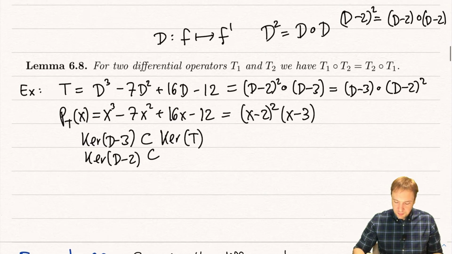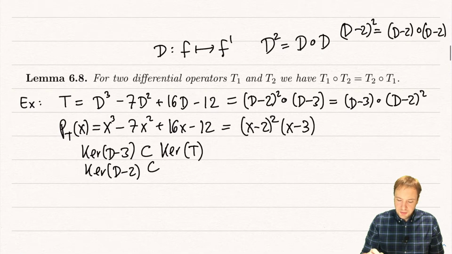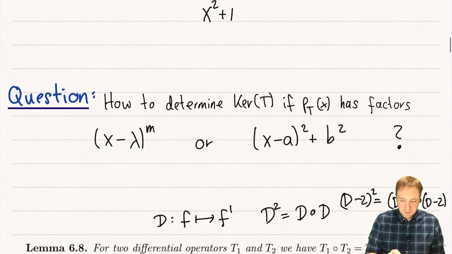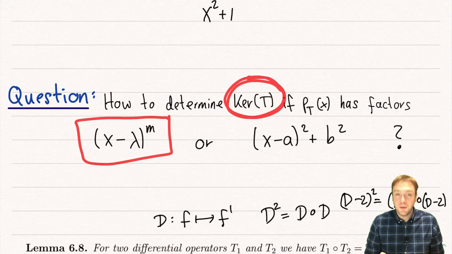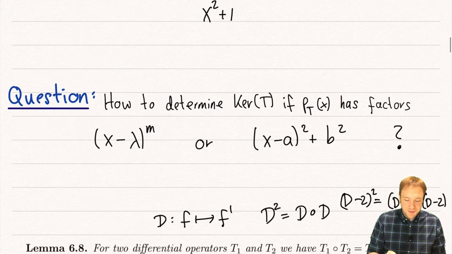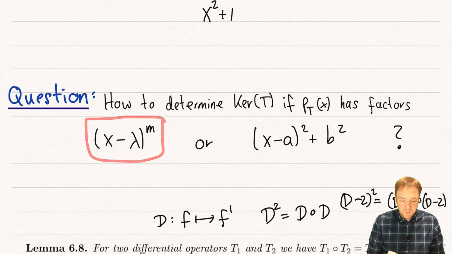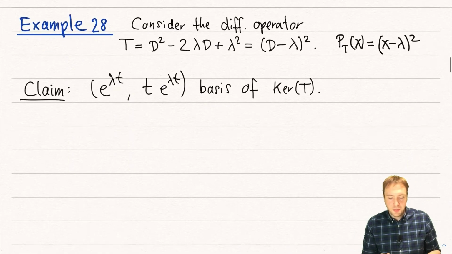Okay, so let's do one example now. We will be interested in this question here, and we want to know what the elements in the kernel of T are if the characteristic polynomial of this operator contains a factor where we have x minus some lambda raised to some power.